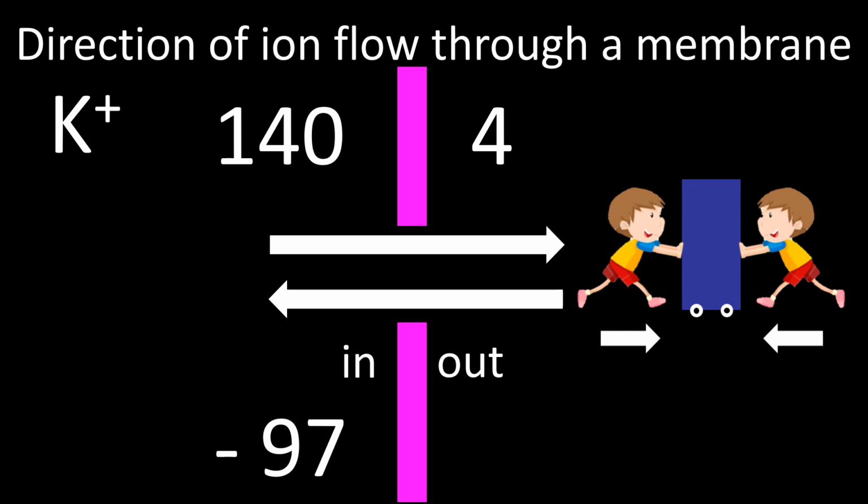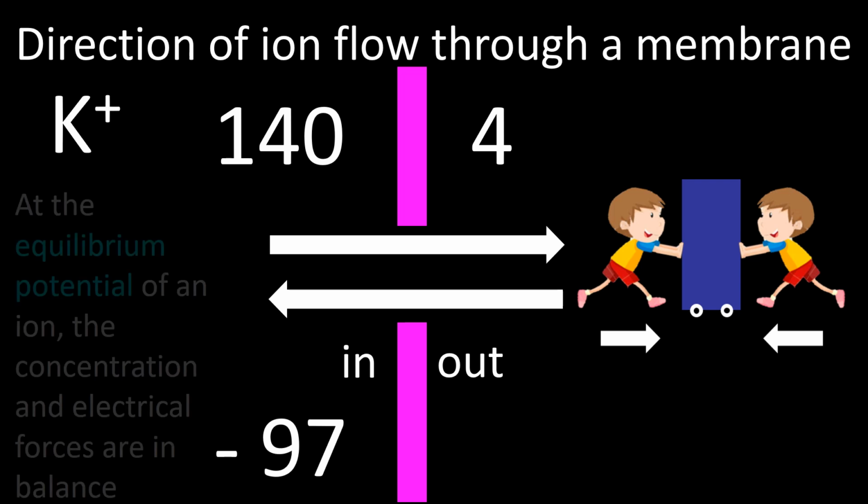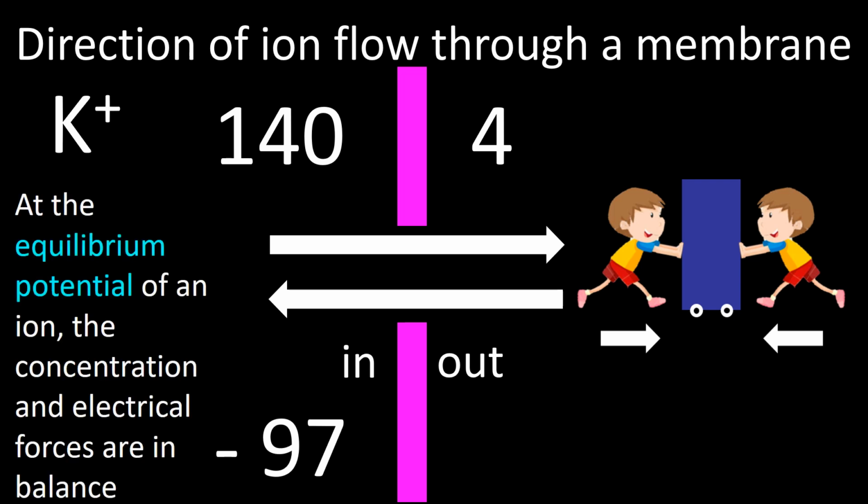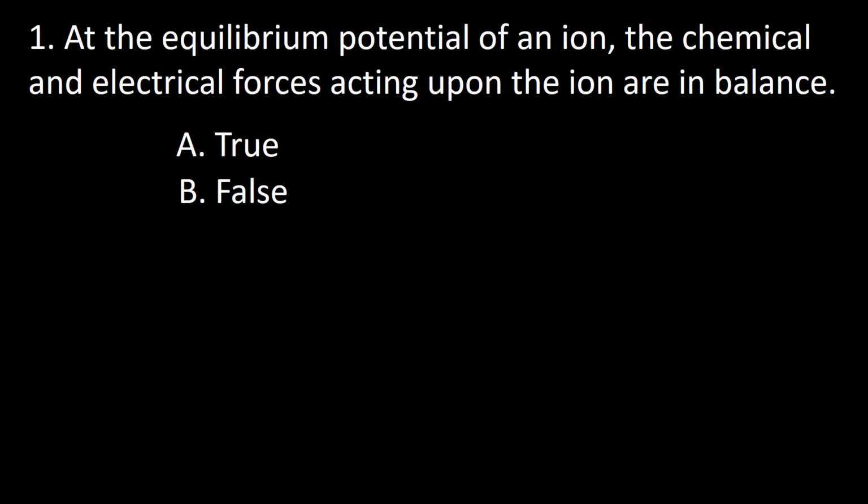This is so because the diffusion and electrical forces acting on the ion are balanced. Hence, at this membrane potential, the membrane has reached its equilibrium potential for potassium in this experiment. So the answer to this question is true.